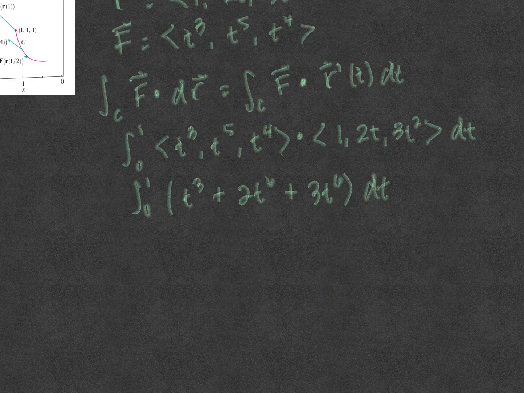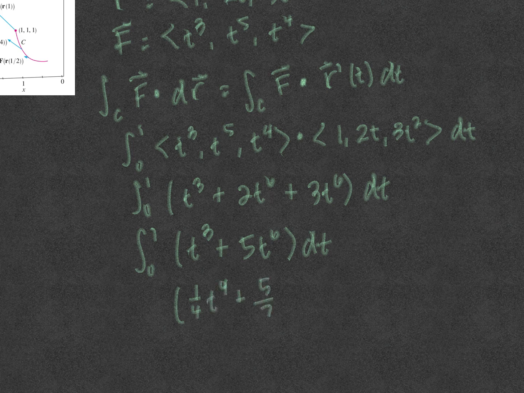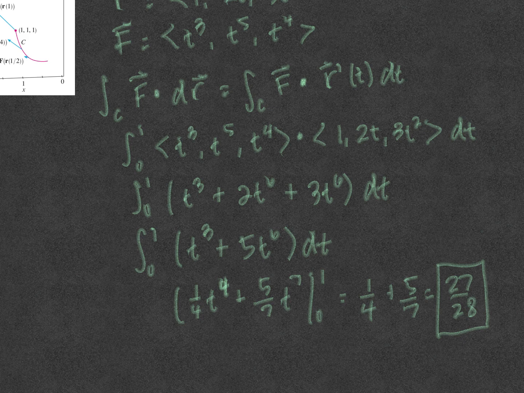So we have 0 to 1. And I'm going to combine like terms. We have t to the third plus 2 plus 3 is 5t to the sixth dt. So when we integrate, we have 1/4 t to the fourth plus 5/7 t to the seventh from 0 to 1. So this means we have 1/4 plus 5/7, which gives us 27/28. Now, that's our line integral. Let's look at one more thing.